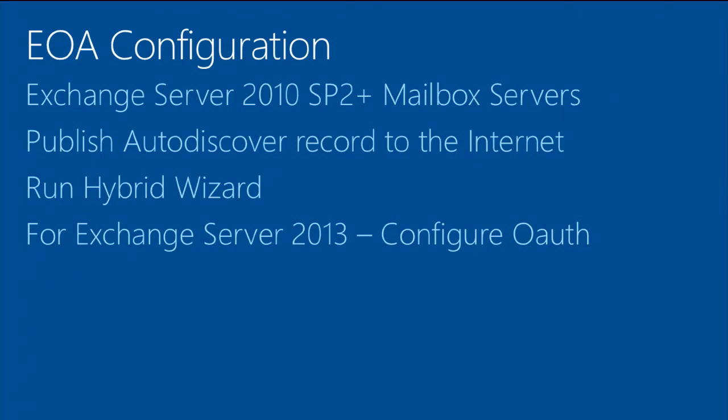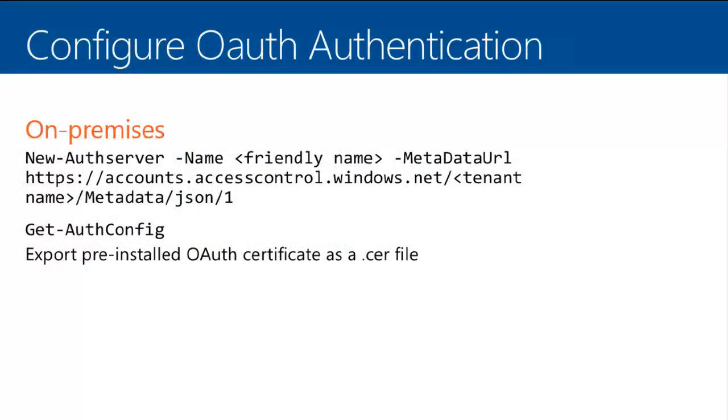And finally, this is a new step for 2013. You're going to have to configure OAuth authentication between your on-premises and your cloud-based organization. And the reason you do that is for e-discovery to work seamlessly between on-premises and in the cloud. In Exchange 2013 and SharePoint 2013, SharePoint can do e-discovery on Exchange. That also requires OAuth authentication. So if you've already done that, you'll be very familiar with this process, but let's take a look at what it's going to look like.